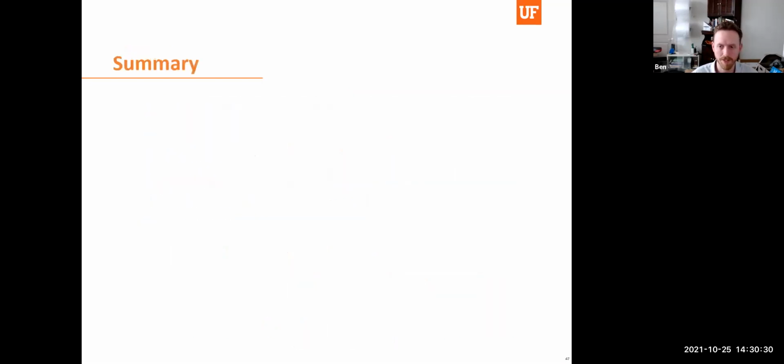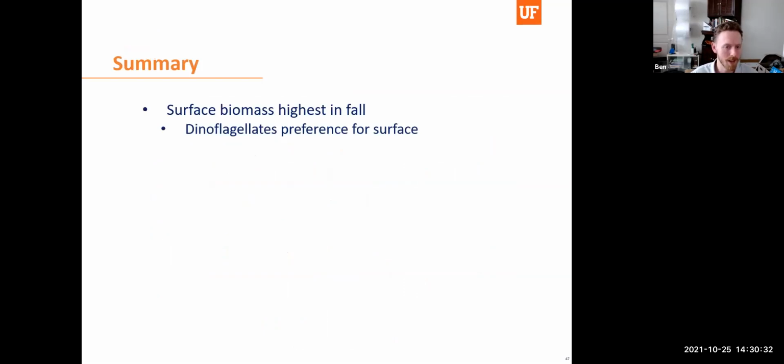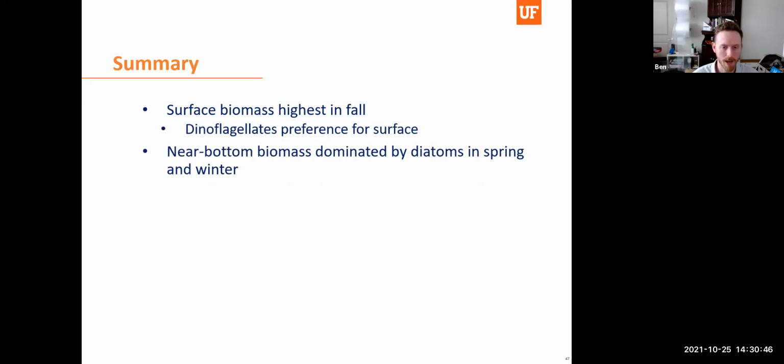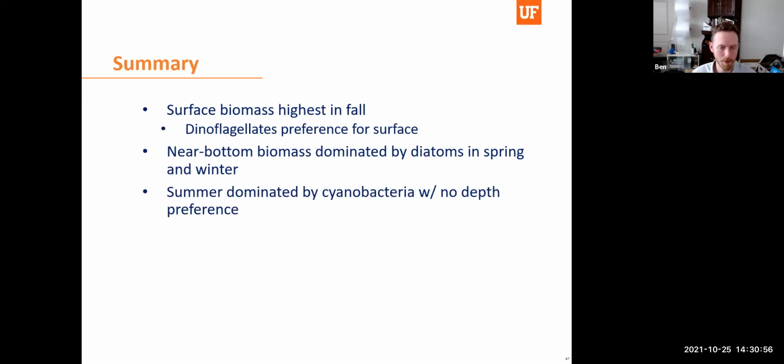And then just a brief summary. The surface biomass was highest in the fall. That's when a lot of the phytoplankton groups showed the highest biomass. And dinoflagellates had a distinct preference for the surface during this time. The near bottom biomass was dominated by diatoms and cyanobacteria, in the spring and winter especially. And then the summer was dominated clearly by cyanobacteria. None of the other groups showed a high biomass during this time.